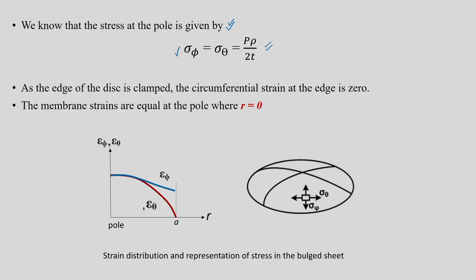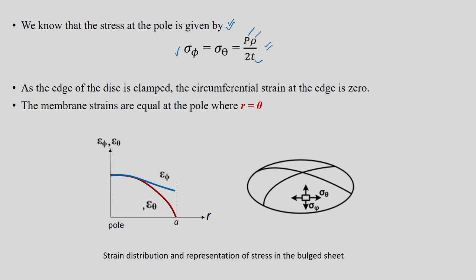So, sigma phi is equal to sigma theta, because alpha is equal to 1, will be equal to p rho by 2t. And all our usual definitions: p is your pressure, rho is indicated in the diagram, and t is your sheet thickness. So, this is one result. We will come back to this. There will be some small equation we are going to substitute here.